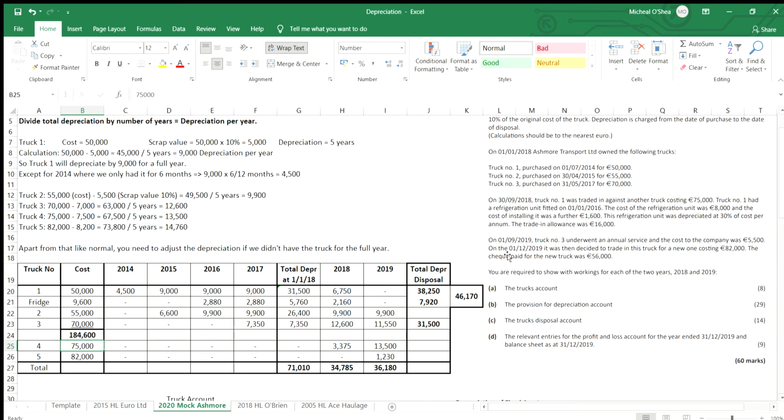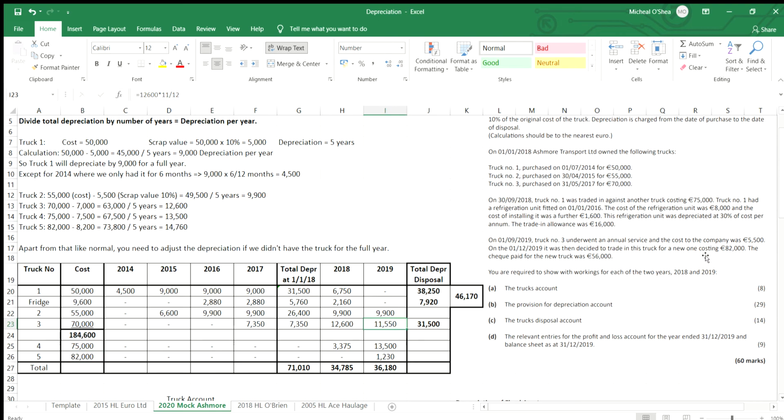So for the rest of this paragraph, in the beginning of December, we sold truck number 3, and we purchased a new one costing 82 grand. So this is our new truck here. We had truck number 3 for 11 months of 2019. So if we go back to it here, truck number 3 has 12,600 depreciation per year. I only had it for 11 months of the year, so multiplied by 11 divided by 12, my depreciation for this truck for 2019 is 11,550.